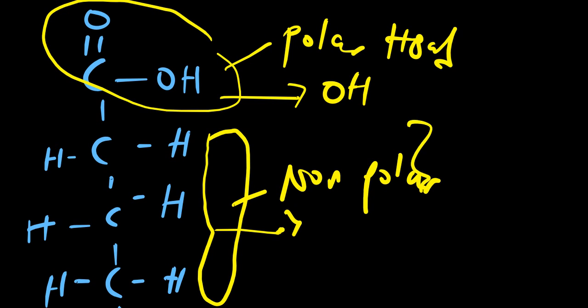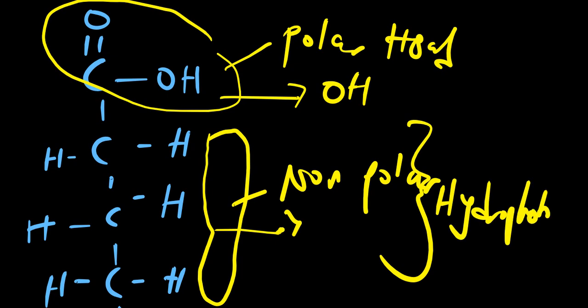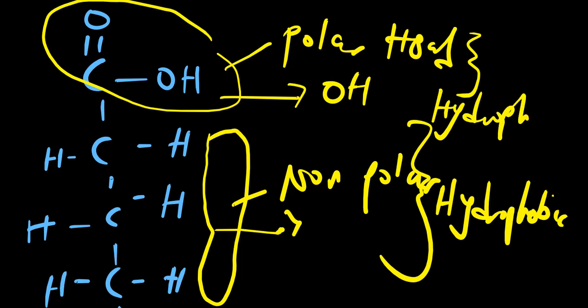So this part which cannot dissolve in water is called hydrophobic. Phobic means water hating. Then the one that likes water, this one, will be called your hydrophilic head. Now, in the structure of a lipid, the polar hydrophilic head is connected to a nonpolar hydrophobic carbon tail, like we saw.